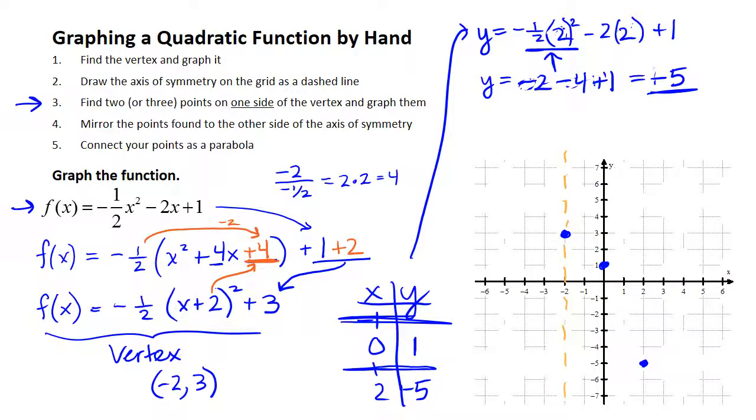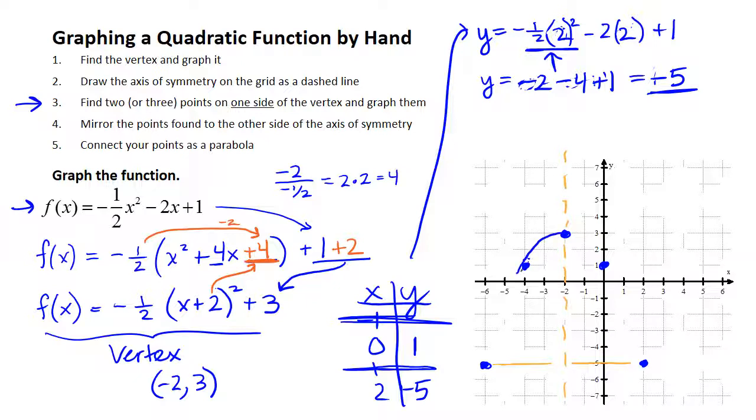Now, if I go ahead and reflect those across the axis of symmetry, this point at 0, 1 is going to reflect and end up being at negative 4, 1. And this point at 2, negative 5 is going to reflect and end up giving me a point over here at negative 6, negative 5. And remember, one good way to think about that is you should be the same distance on both sides of the axis of symmetry. So we've got a pretty good orientation with this graph.